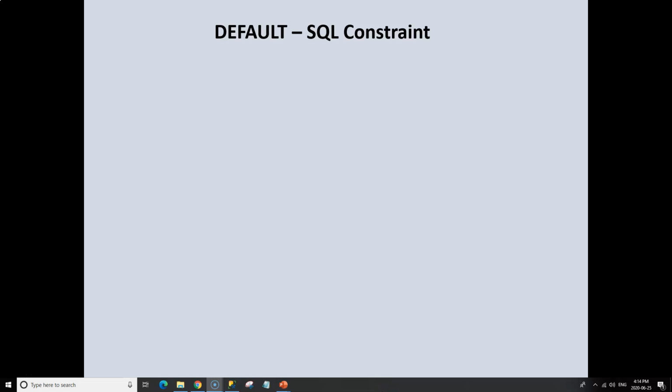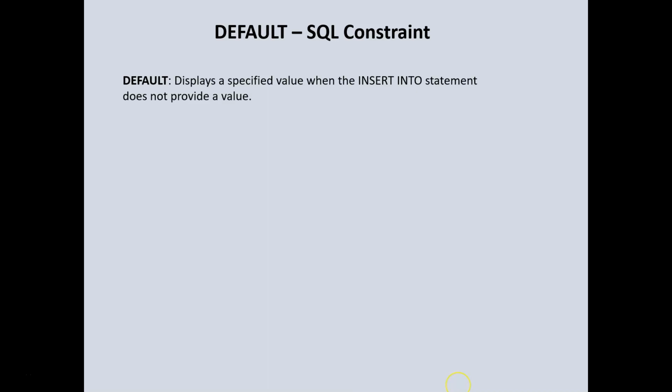Let's take a look at the SQL constraint defaults. Defaults is used to display a specified value when the insert into statement does not provide a value. So let's say, for instance, we are gathering data of voters within our city or state, and we want some of our columns to have default values. How do we add that when we create the schema for our table?